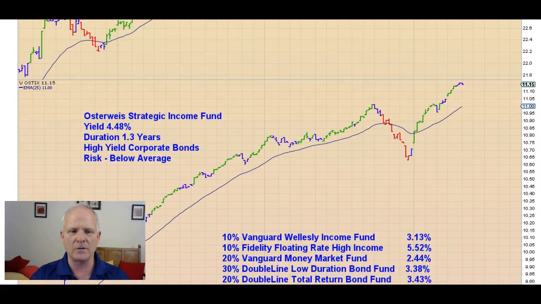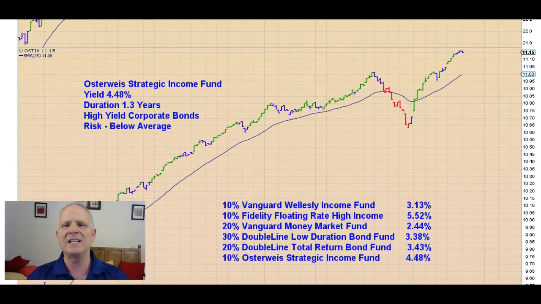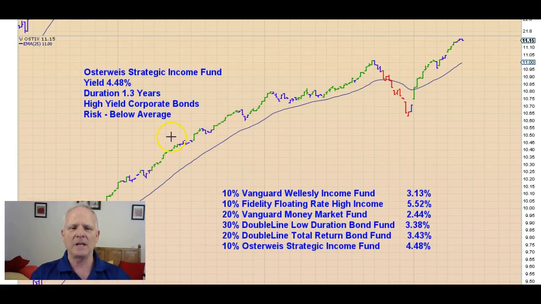So dollar cost average in Osterweis Strategic Income Fund yielding 4.48. This gives you some extra diversification. It's going to be corporate bonds, duration of 1.3 years, so that's good. This is the net asset value. You can see how little fluctuation back in late 2018, and then it's moved higher. So you get a little capital appreciation along with corporate bond exposure. So this one has a 4.48.